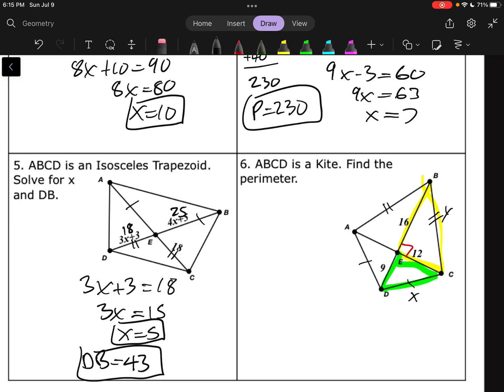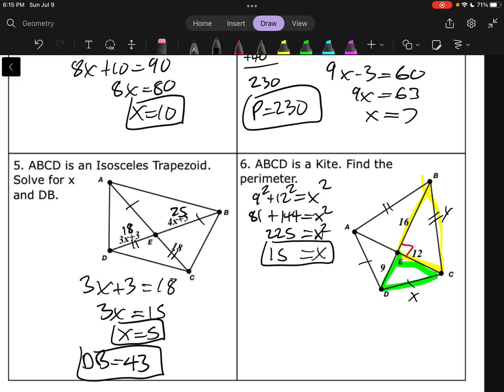Let's do the green one first, the x one. That's 9 squared plus 12 squared equals x squared. 81 plus 144 is equal to x squared. That's 225. So x is 15. And then for y, I'm doing 12 squared plus 16 squared equals y squared. That's 144 plus 256 equals y squared. That's 400. It's equal to y squared, so y is 20.